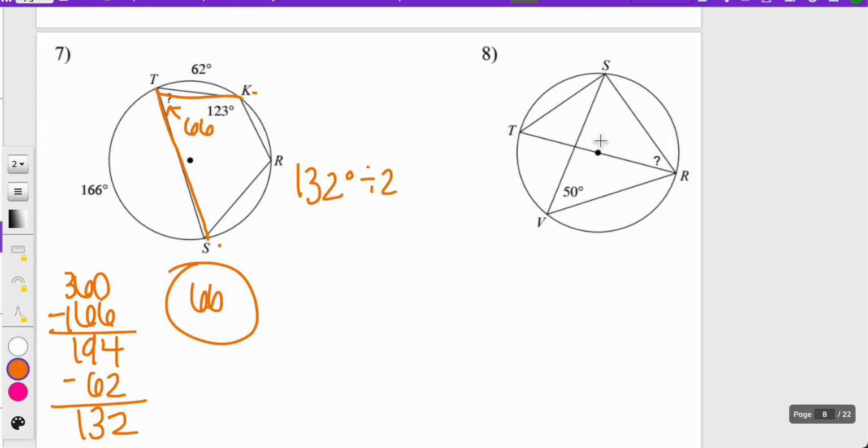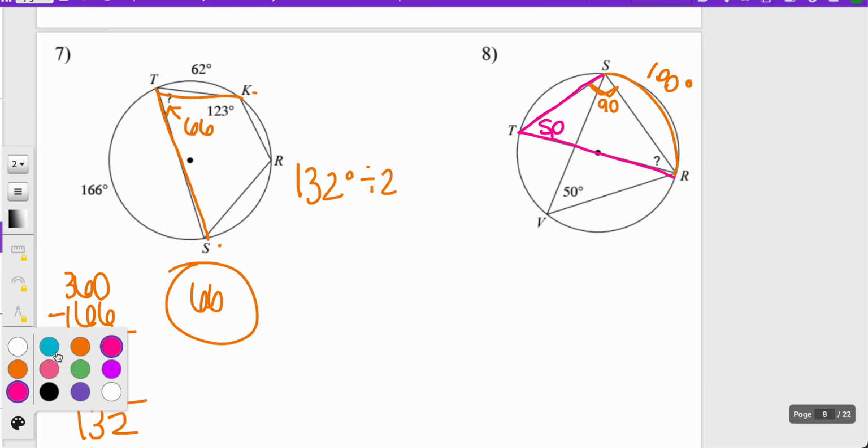For number 8, we see that we have a diameter. It's going through the diameter, which means I'm given a right angle for this SRT. So that means this is 90 degrees, which means this angle 50 degrees is matching SR. So that means this one's 100 degrees. And because SVR is intercepting with arc SR, so is angle STR. So that means this is also 50 degrees.